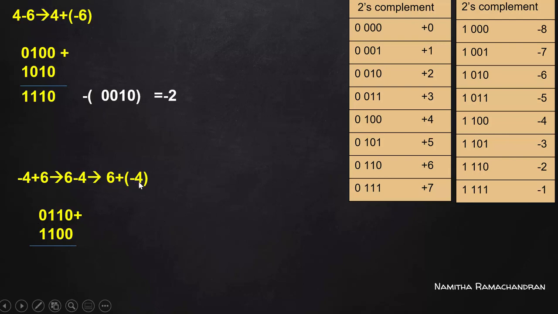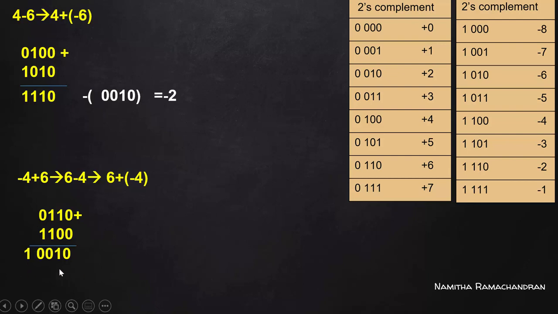And for negative 4, what do we want to do? We can consider the representation of positive 4, then take its 2's complement form. Now it is directly available from this table. So we can directly take from this table 1100. Now we can add: 0 plus 0 is 0, 1 plus 1 is 0 with carry 1, that carry is added with these bits. 1 plus 0 plus 1 is 0, carry 1.